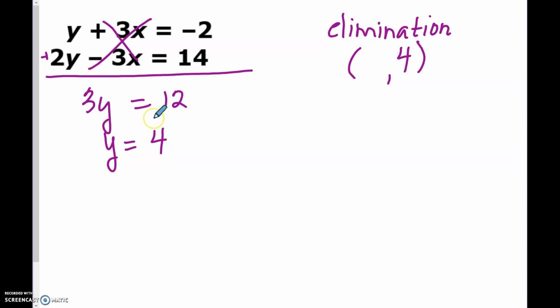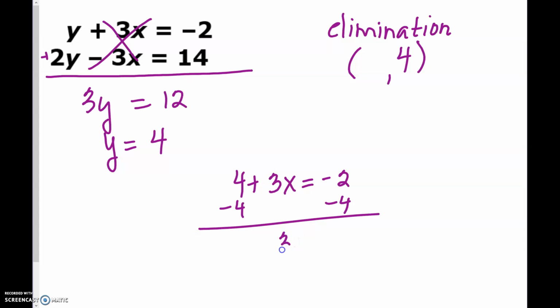Now I can substitute that y value in either the first equation or the second equation. It doesn't matter which one. I'm just going to substitute in the first one. So I have 4 plus 3x equals -2. So I'm going to subtract 4 from both sides. So 3x equals -6. So it looks like x is going to be -2. So we can go fill in the rest of that ordered pair. And we have -2, 4.